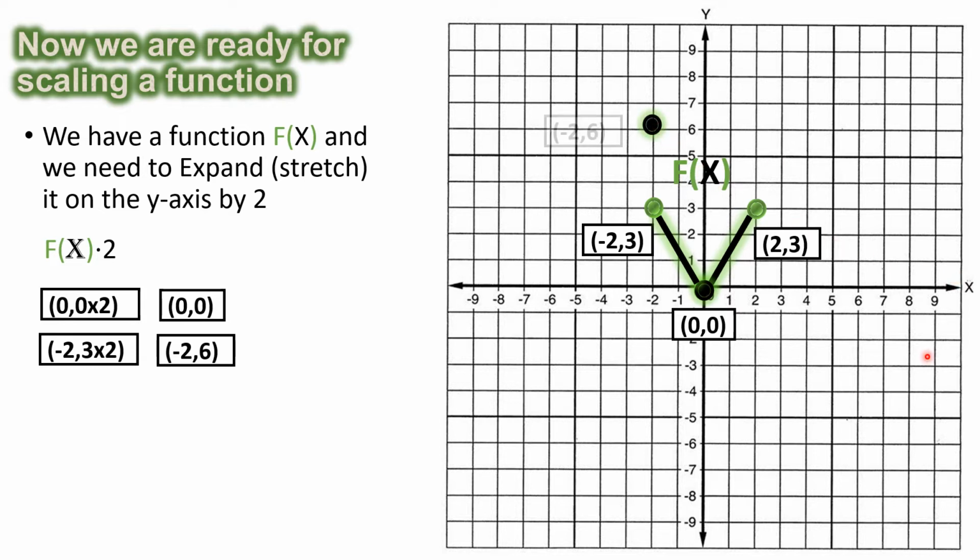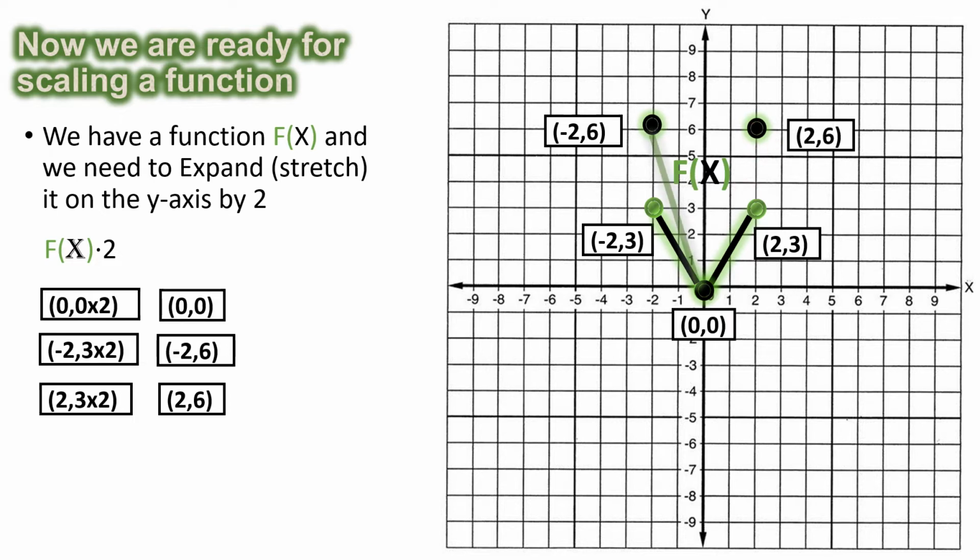Your point will be here. The last point, 2 and 3, becomes 2 and 6. The new point will be here. This is the new function, f of x all times 2.